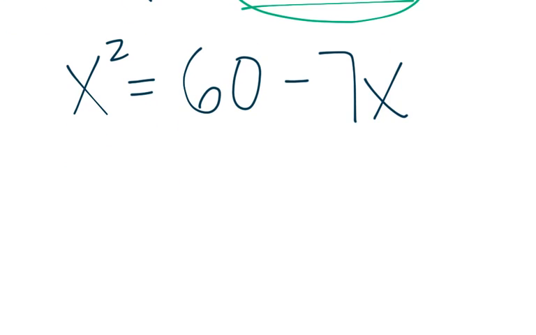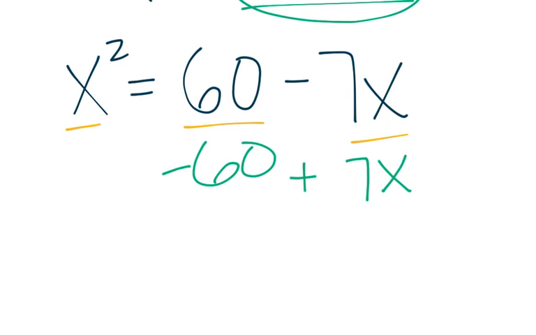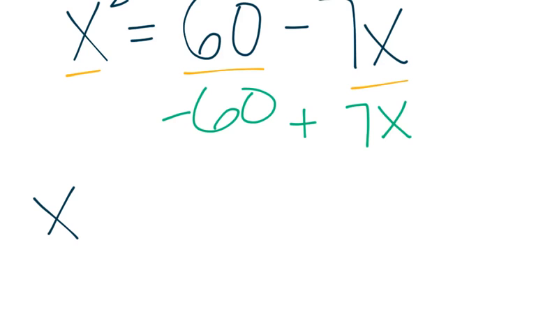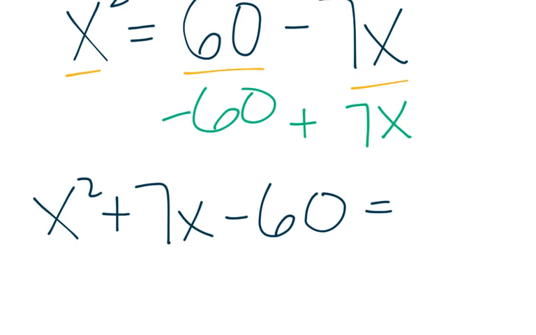So anytime we have an x squared and just a regular x and a number, we can't just put the x's on one side and the numbers on the other side. What we need to do is get all three terms on the same side to make a trinomial and then factor it. So since this is minus 7x, we're going to add 7x to both sides. And since this is positive 60, we're going to subtract 60 from both sides. So we're going to have x squared plus 7x minus 60 equals 0.